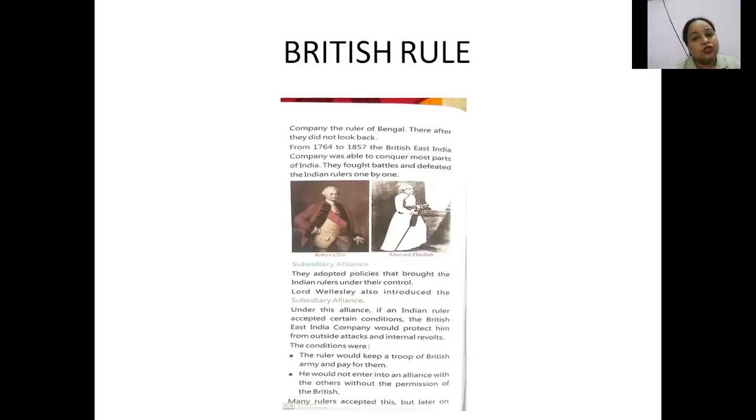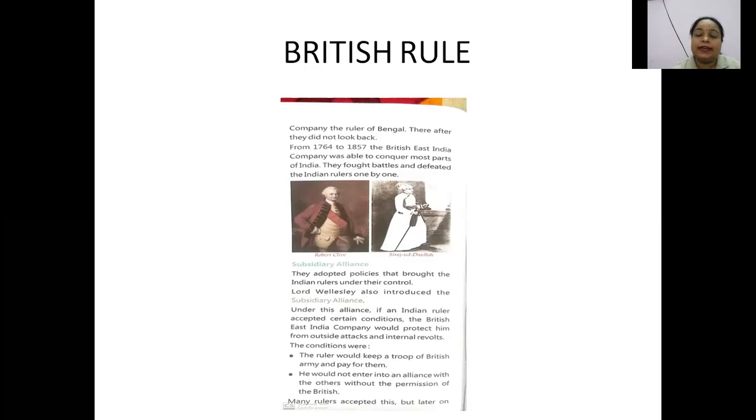It means the ruler has to keep the army of the Britisher. The ruler cannot have his or her own army. This is the first thing. Second thing, the ruler cannot have friendship with any other king. Understood? The ruler cannot have friendship with any other king. So the rulers were at first very happy to sign this Subsidiary Alliance.